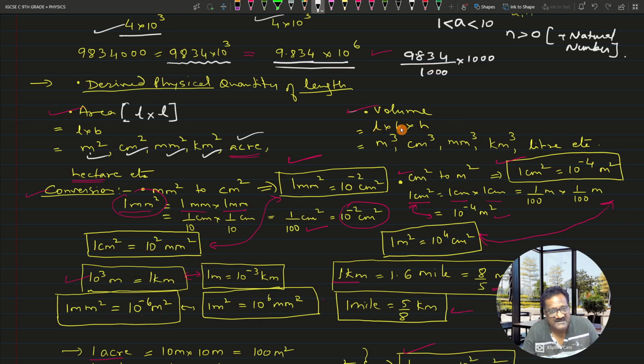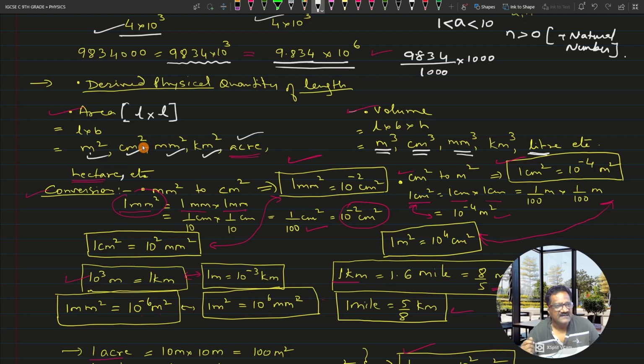So meter into meter into meter will be meter cube. If you are taking in centimeter, it will be centimeter cube. Millimeter, millimeter cube. So the unit of volume happens to be meter cube, centimeter cube, millimeter cube, kilometer cube, or liter also. So these are the units of volume. Volume and area both are derived physical quantities. Getting it? Acre, then hectare is also a unit for area.